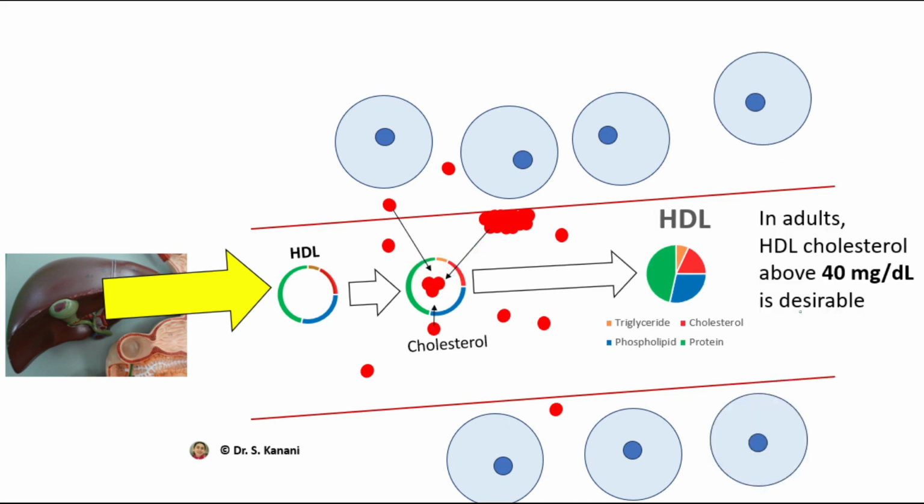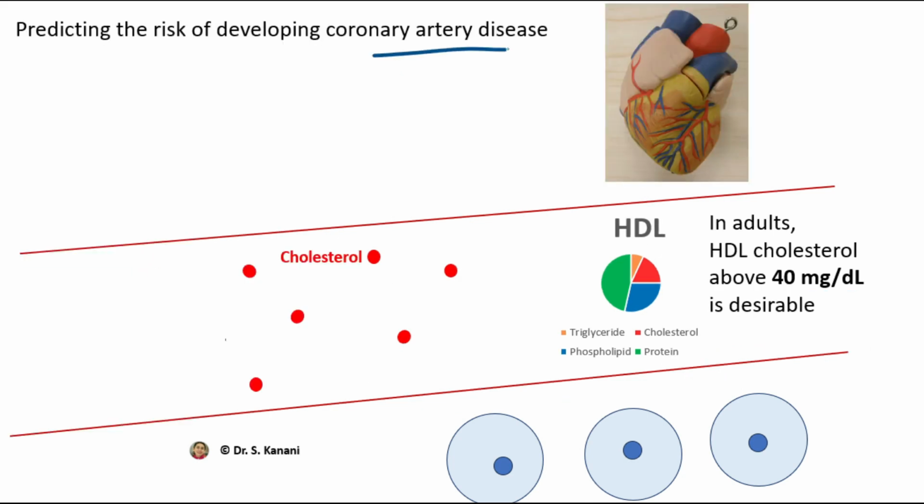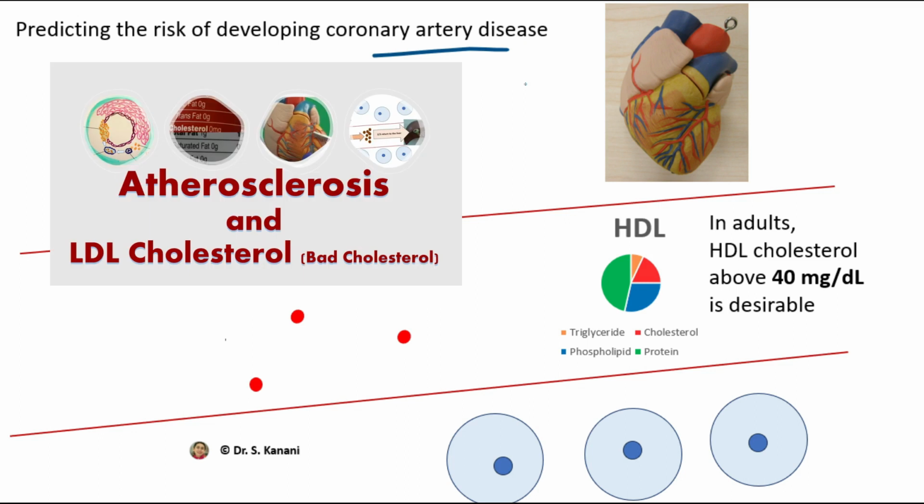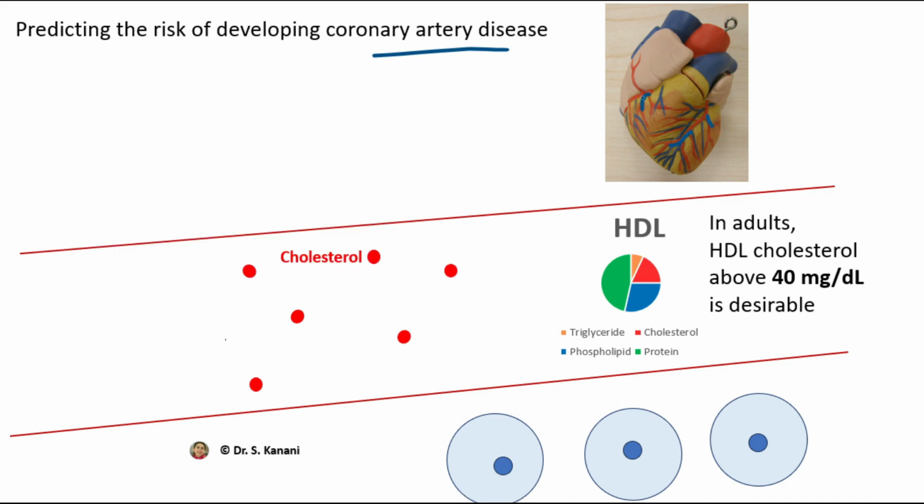In a healthy adult, the amount of HDL cholesterol that we are hoping for would be above 40 milligram per deciliter. And now we can talk about the ratio that we use to predict the risk of developing coronary artery diseases. As I explained in the video, atherosclerosis and LDL cholesterol, if plaque forms and blocks any of the branches of the coronary arteries, the consequence would be heart attack, the death of the cardiac muscles that are not receiving enough oxygenated blood due to the blockage of the coronary artery because of the presence of the plaque.